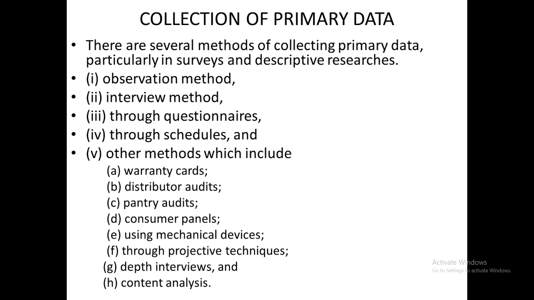Mainly, primary data and secondary data are applicable to quantitative research. Qualitative research is also important, but qualitative research is mainly for primary data. In quantitative research, both primary data as well as secondary data are involved. So: observation method, interview method, questionnaire method, schedule method, and other methods which include warranty card, where we collect data from different customers, distributor audit, pantry audit, consumer panels, mechanical devices, projective technique, depth interview or content analysis. Do you know what is meant by TRP?